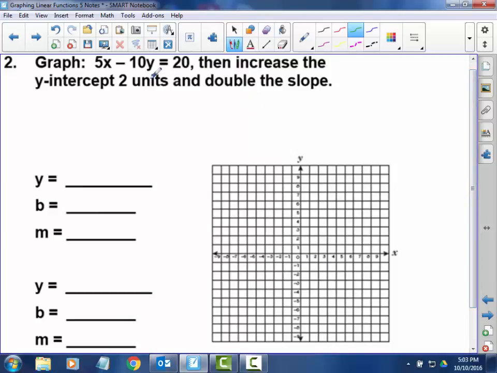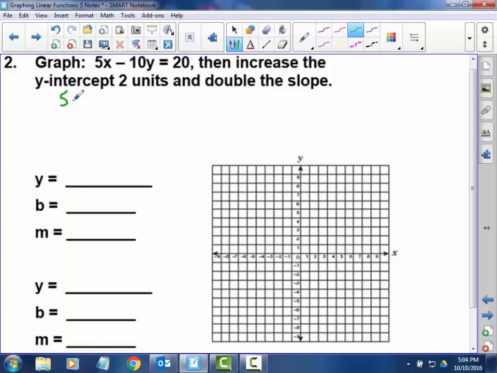Okay, so we're to graph 5x minus 10y equals 20, then increase the y-intercept 2 units and double the slope. Okay, so if we're going to graph this equation, we've seen equations written in standard form before, and we chose to solve for y, and so that's still valid. You could also try to find your x and y intercepts, since we've done that as well. Based on the information we have to give, I think the best route would be to go ahead and solve for y, because we have to write the equation in the y equals form.